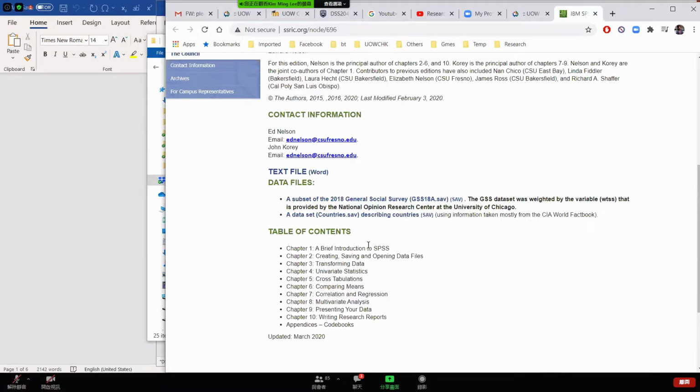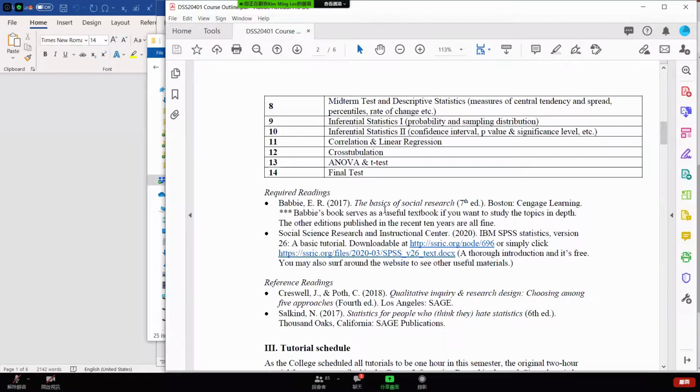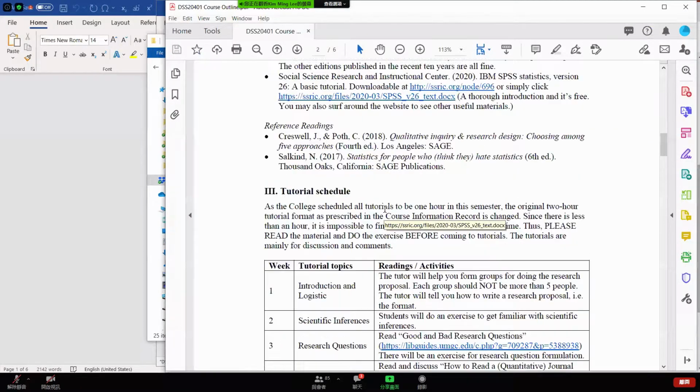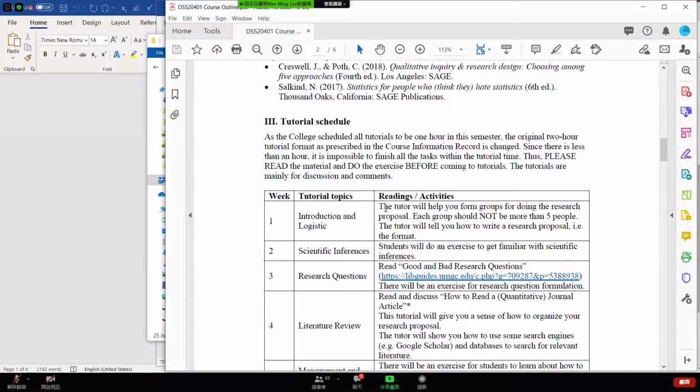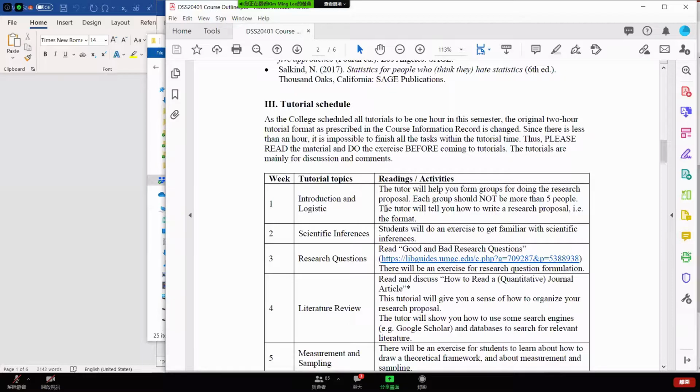So there are two essential readings. The tutorial schedule. Unfortunately, our college decided that we will have 1 hour tutorial in this semester. In the past, we had 2 hours by alternate weeks, but this semester, our senior management decided we can only have 1 hour tutorial each week. So I need to restructure the whole tutorial arrangement.